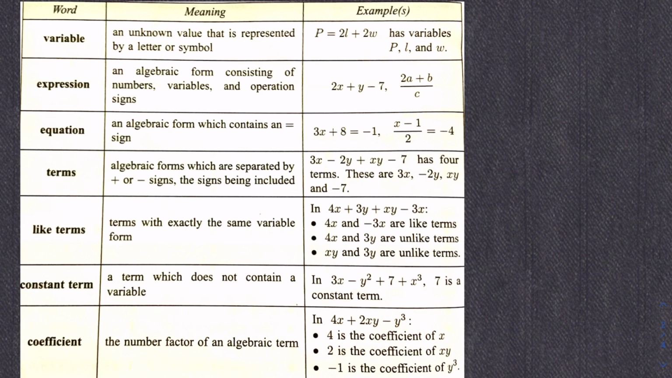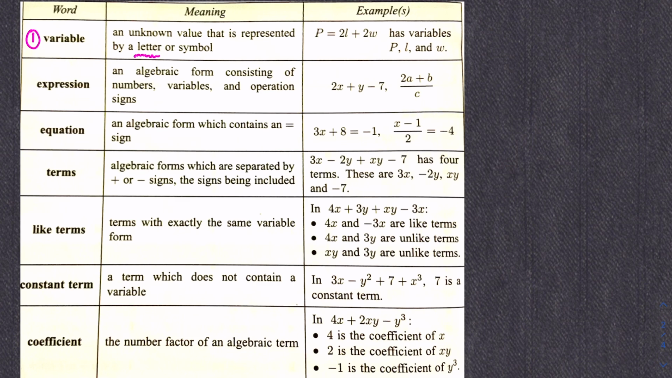First keyword we're going to look at is variable. So what is a variable? It is an unknown value that is represented by a letter or a symbol. So it needs to be represented by a letter or a symbol.